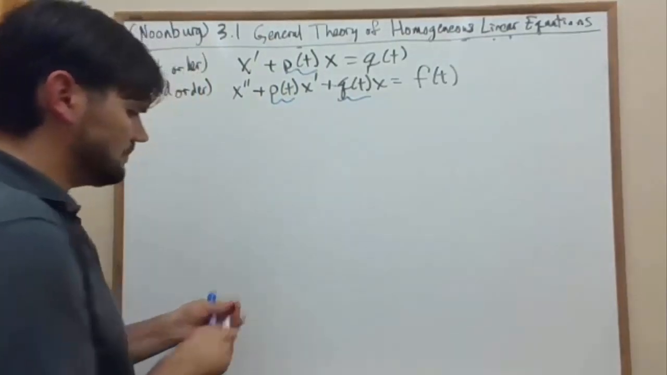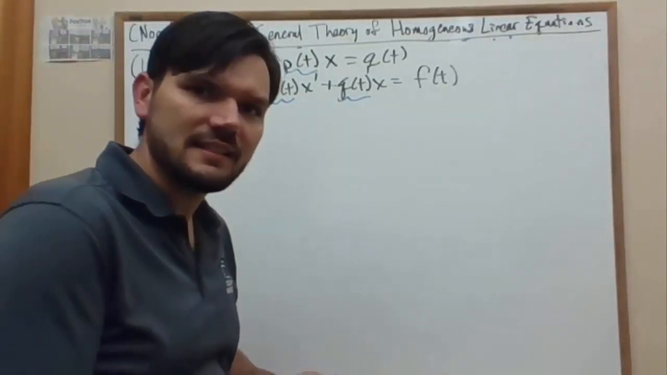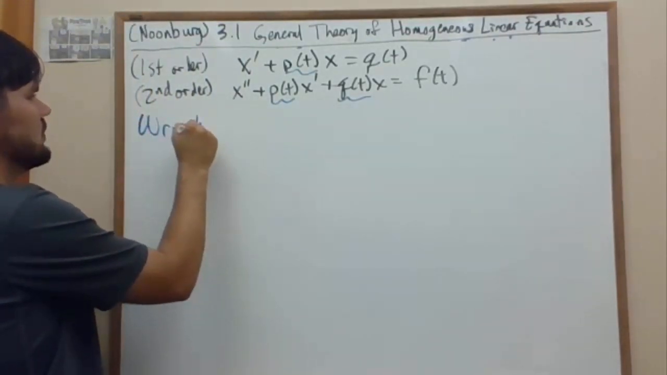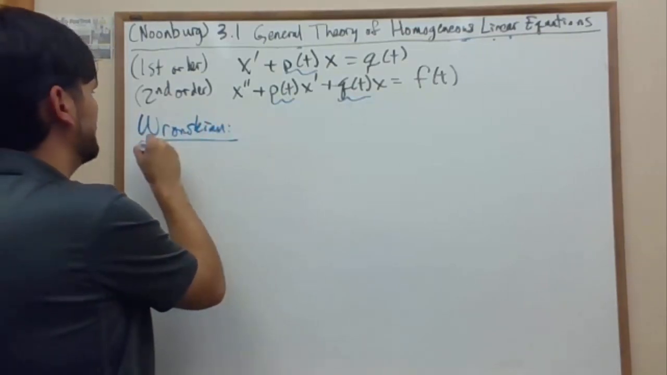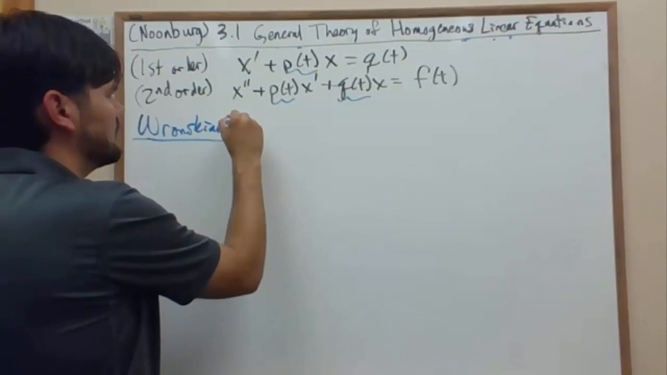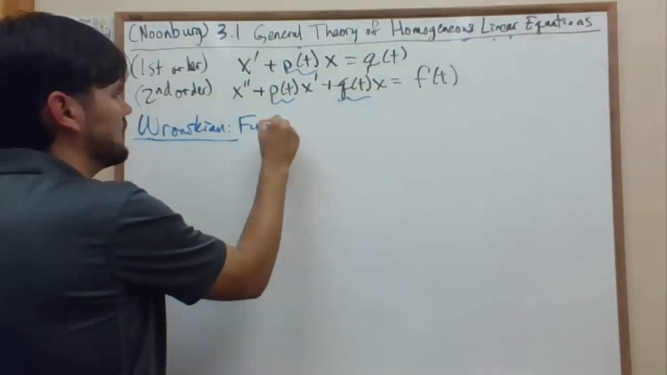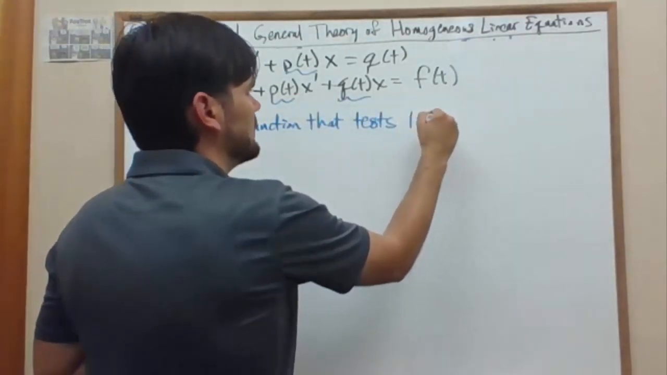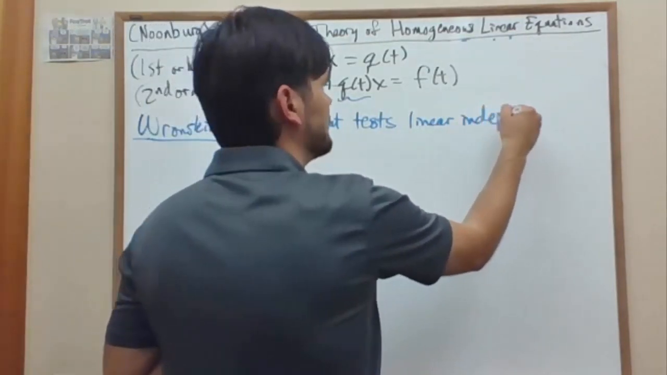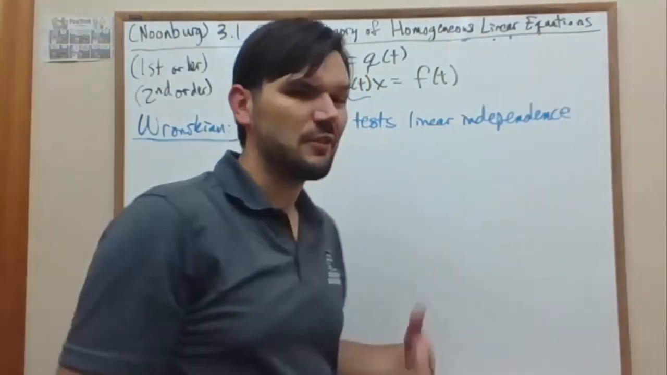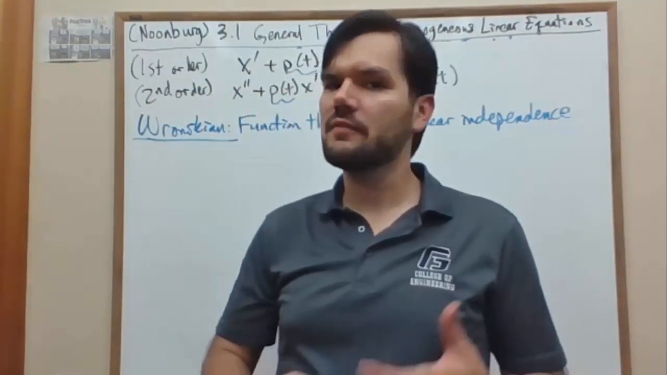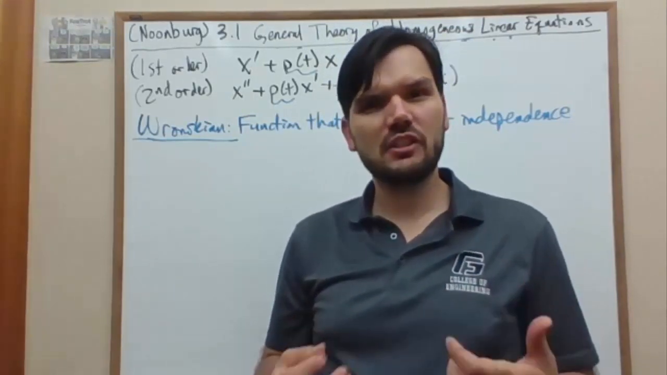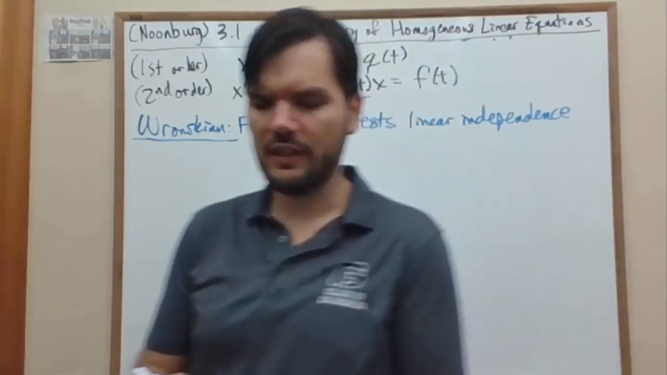So one thing to help us test linear independence is something called the Wronskian. Function that tests linear independence. Now, the Wronskian actually comes up in a form that's very similar to something we've done before. It uses a determinant, but a special determinant based upon the function. So let's look at it a little bit more in depth.